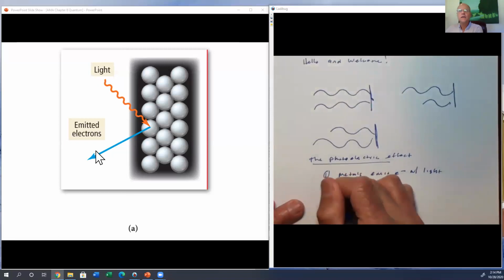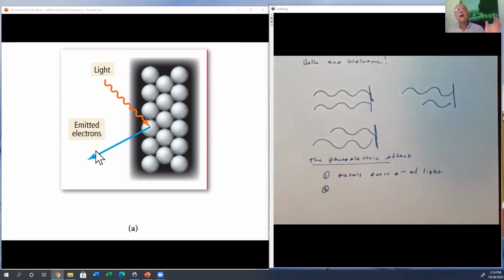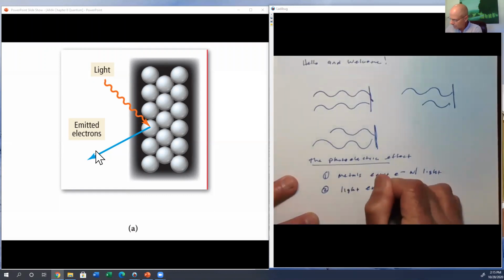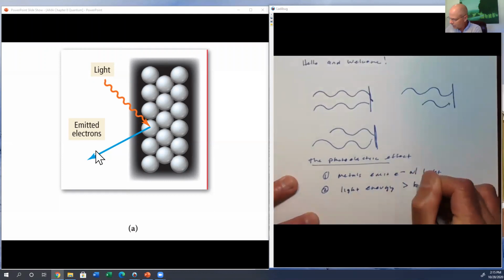Now, in order for the electron to be kicked off the metal, the amount of energy that it gets from the light must be greater than the amount of energy that it's bound to the metal, right? So the electron is held to the metal by some amount of energy. In order for the electron to be emitted, the amount of energy that comes from the light must be greater than the binding energy of the electron to the metal. Does that make sense? So light energy must be greater than the binding energy, okay, of the electron.